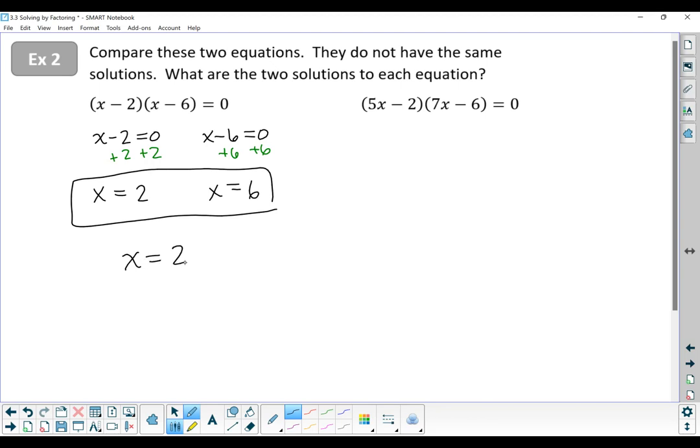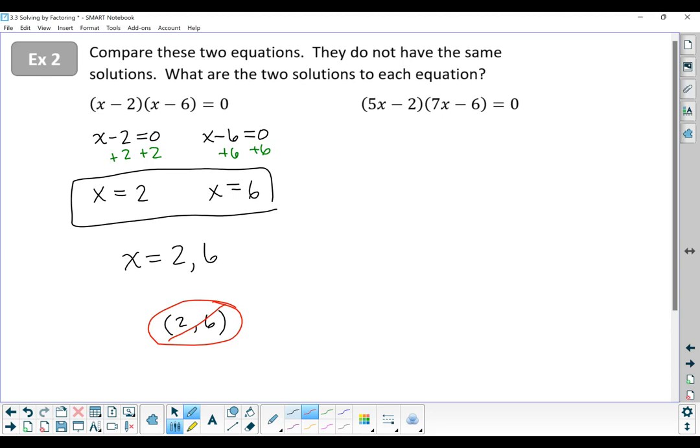And you absolutely, when you're writing these two solutions, can separate them with a comma. Just make sure you don't put them in parentheses with a comma, because in math that means something completely different. A comma is just a list of things, so this is a list of answers. Parentheses mean that it's a point or an interval.